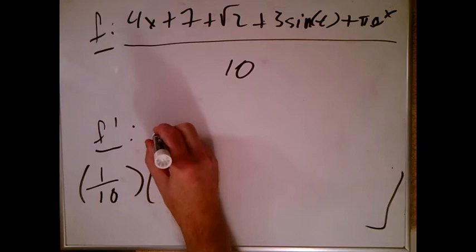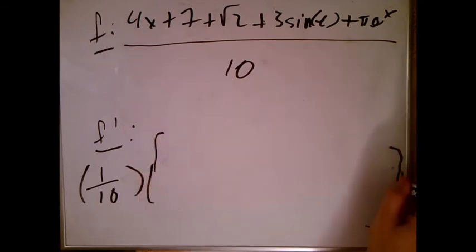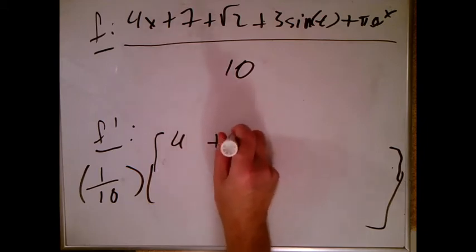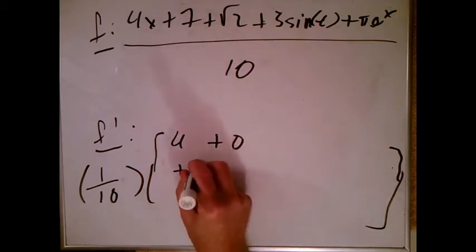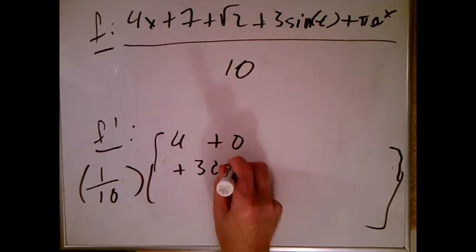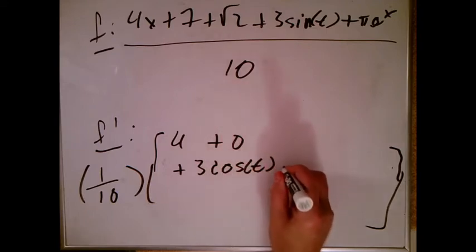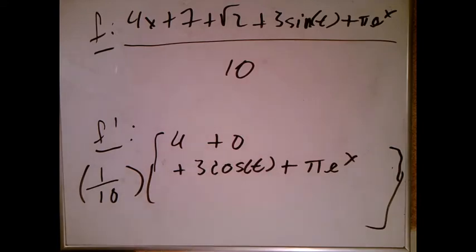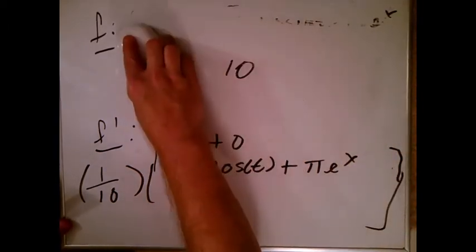And so what I want to be able to do here is just put the derivative of everything else, which we just did, right? There should be 4 plus 0 plus 3 cosine t plus pi e to the x, and we're all done. Remember, you can pull constants out of tops, you can pull constants out of bottoms. We're going to need them both all semester long. All right.